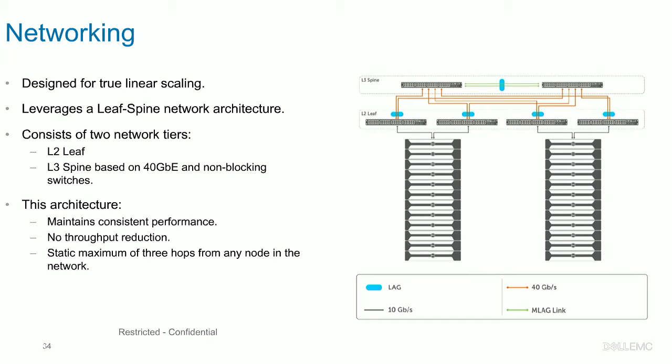Okay, so networking. You can see here we're following the traditional leaf-spine network architecture that is traditional across all our HCI offerings. It consists of 2 network tiers: a level 2 leaf and a level 3 spine based on 40 gig non-blocking switches. So mainly consistent performance, no throughput reduction, and a static maximum of 3 hops for any node. So, tried and trusted network performance. We also have the option of layering NSX on top of this to give you that extra microsegmentation option.